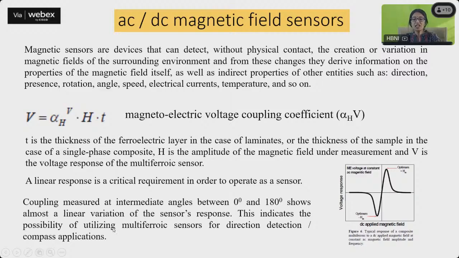Coupling measured at intermediate angles between 0 and 180 degrees shows almost a linear variation of the sensor's response, as you can see over here. And this indicates the possibility of utilizing multiferroic sensors for direct detection as well as for compass applications.